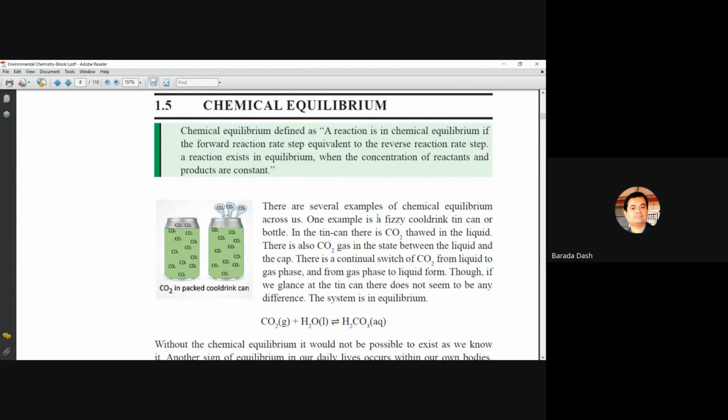Now, chemical equilibrium. Chemical equilibrium is defined as follows: a reaction is in chemical equilibrium if the forward reaction rate is equivalent to the reverse reaction rate. So there are two steps, forward and backward reaction. If the forward reaction step is equivalent to the reverse reaction step, then the reaction can be said to exist in equilibrium.